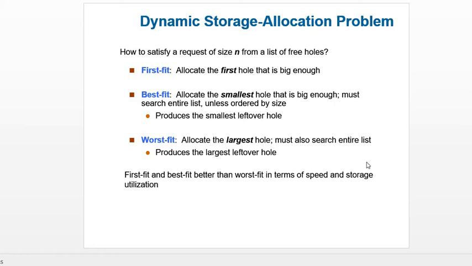Hello students, today in this video lecture we are going to discuss the dynamic storage allocation problem. In the previous lecture we studied the fixed partition scheme and the variable partition scheme. According to the variable partition scheme, we assume that initially the memory is free, that is available, and it is considered as a whole.